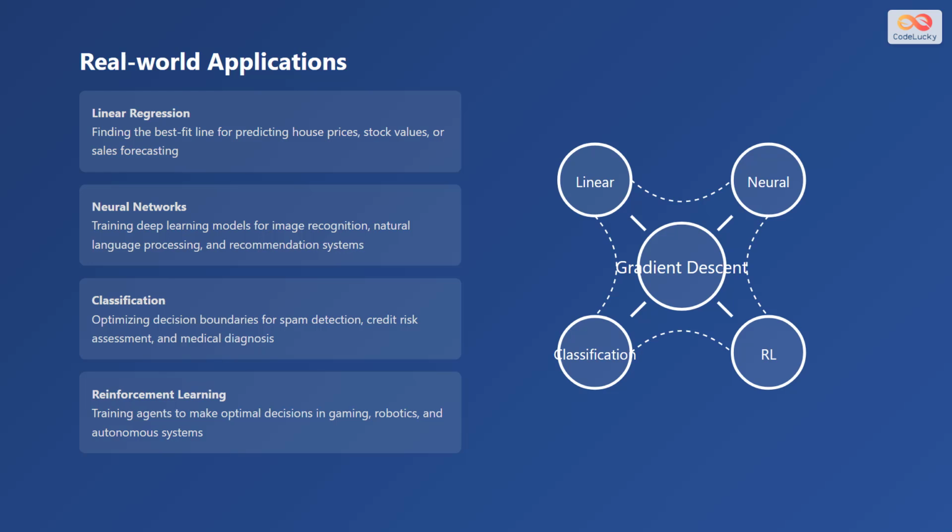It is used in classification for optimizing decision boundaries for spam detection, credit risk assessment, and medical diagnosis. It also has usage in reinforcement learning for training agents to make optimal decisions in gaming, robotics, and autonomous systems.